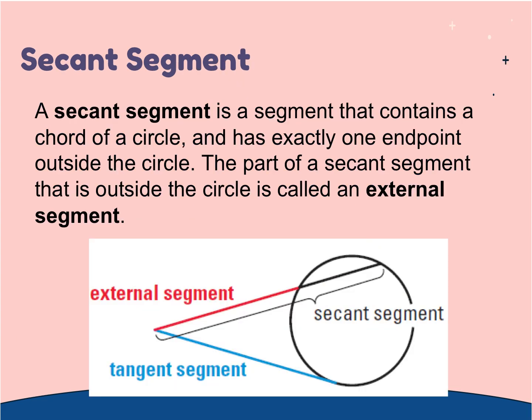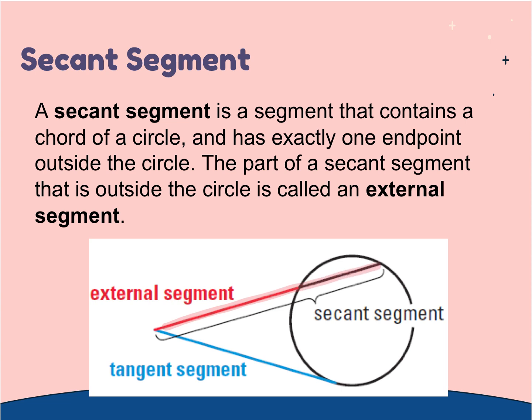So we have the secant segment. A secant segment is a segment that contains a chord of a circle and has exactly one endpoint outside the circle. The part of the secant segment that is outside the circle is called an external segment. So I want to point out the external segment is this, and then the tangent segment is the blue.